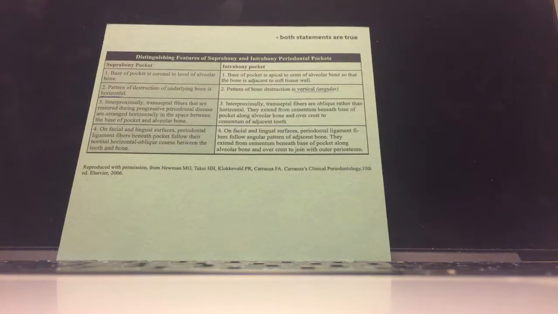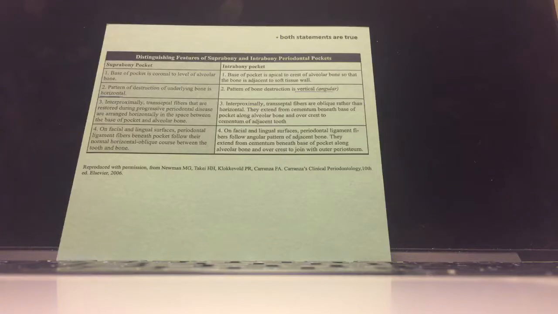Point number one, the base of the pocket is apical to the crest of alveolar bone because the crest is higher, because it's away from the pocket, and because the pattern of bone destruction is vertical. So the bottom of the pocket will be the closest to the insertion or to the level of bone. So the bone destruction is vertical.